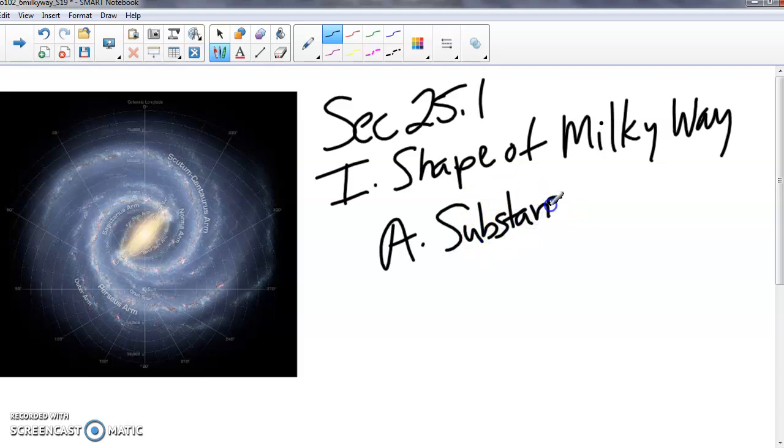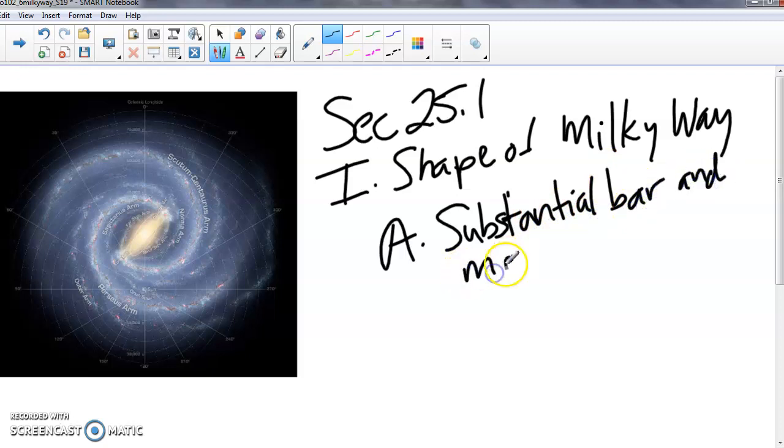Substantial bar and a modest bulge. So modest, medium-sized bulge. We didn't know that our galaxy had a bar for quite a while. That's a fairly recent idea.